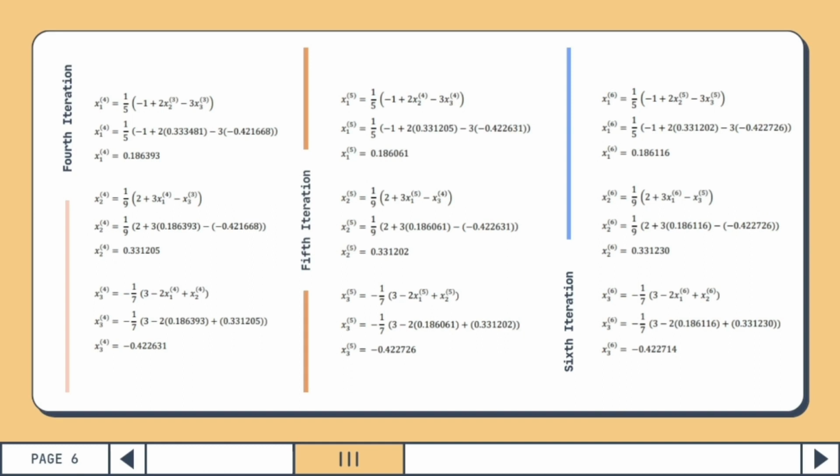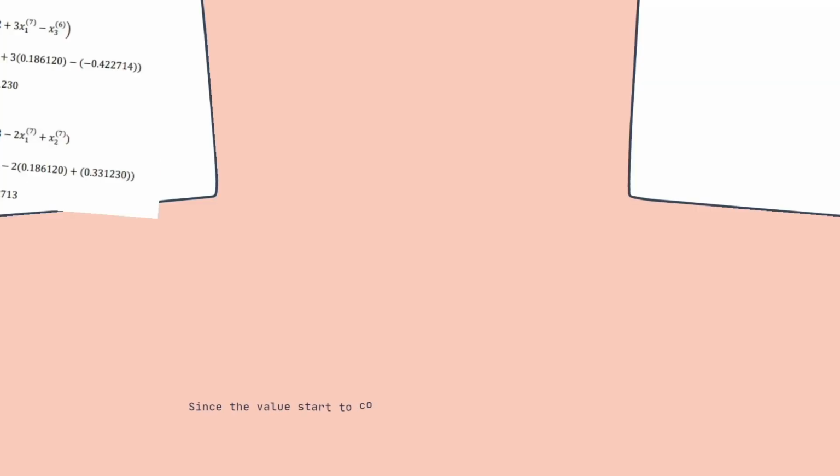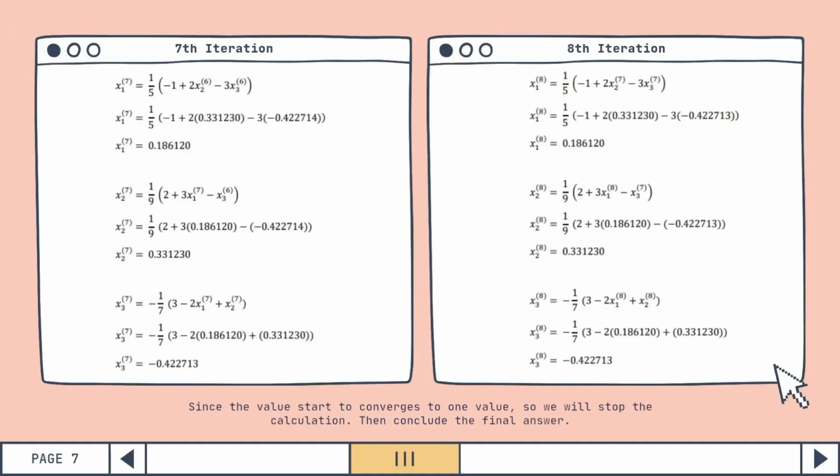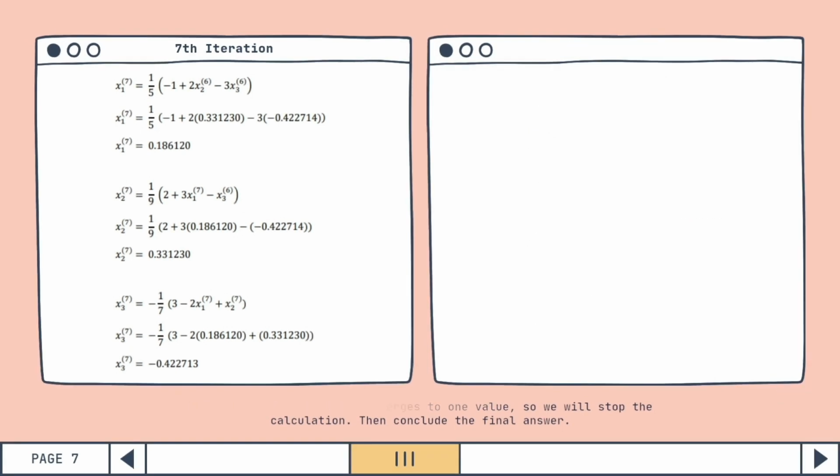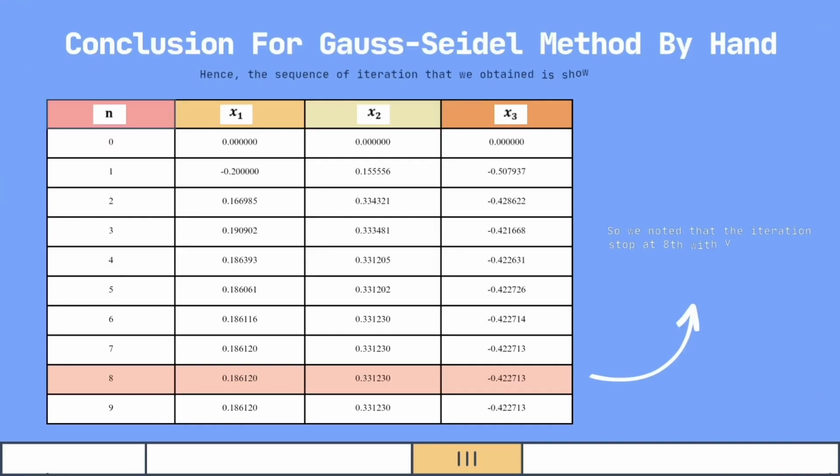After I calculate that, I get that at the 7th iteration and 8th iteration, the values started to converge to one value. Since the values start to converge, we will stop the calculation, then conclude the final answer. For the final answer, we need to show it in the following table, so it is easy to make a conclusion. We need to put the value of n and x1, x2, and x3.